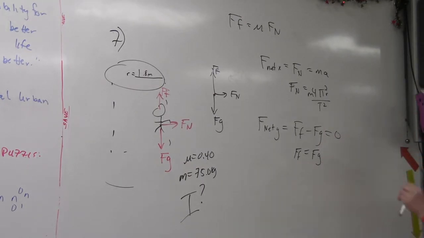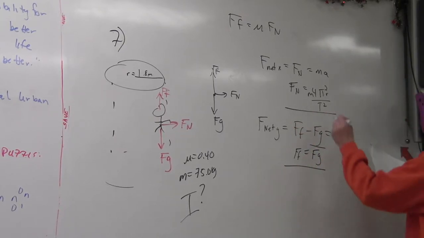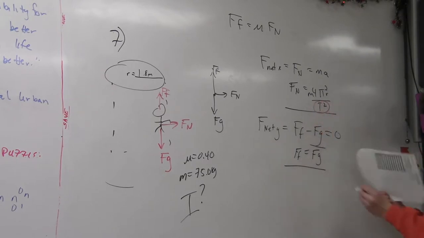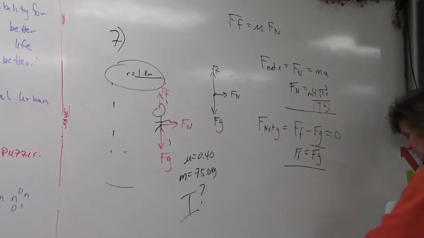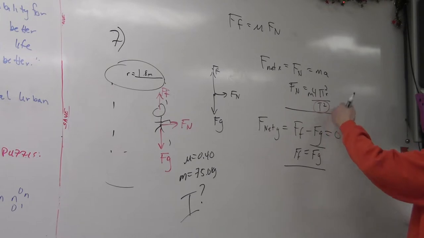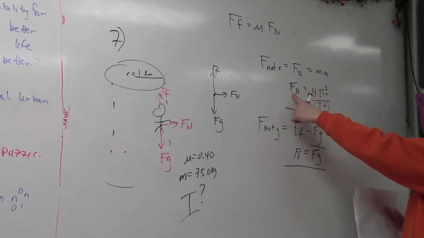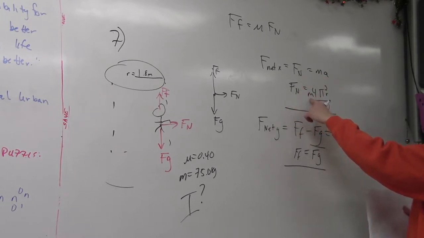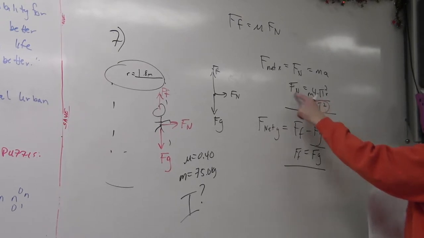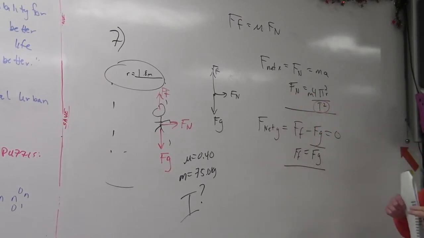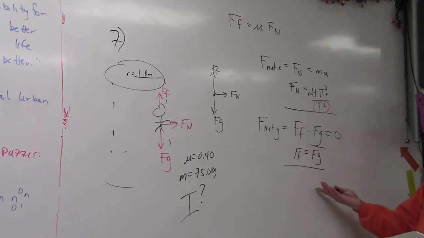Now, if I look at these two equations, ultimately look to see what we're looking for. I want period. So can I find period with what I have? Do I know the normal force? Nope. I know mass. I know 4 pi squared. I know the radius. I don't know period. So in this equation I have two unknowns, and I can't solve for that. So I look at my next one.